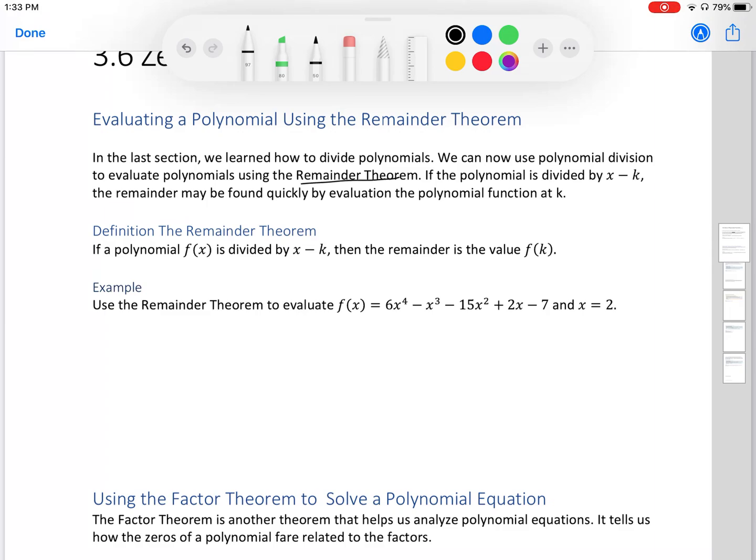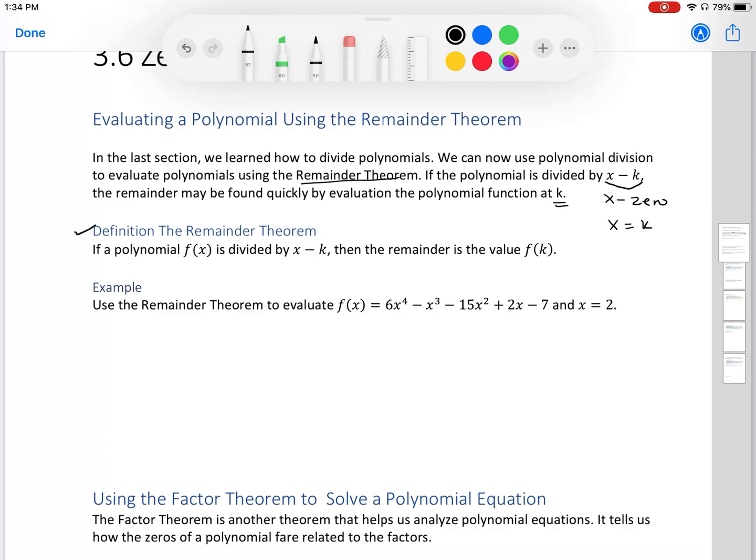If a polynomial is divided by x minus k, the remainder may be found quickly by evaluating the polynomial function at k. So this k comes from the zero you have, since you always have x minus whatever zero. In terms of x minus k, if I were to solve for x, I would get x equals k. So that's the number you're evaluating with.